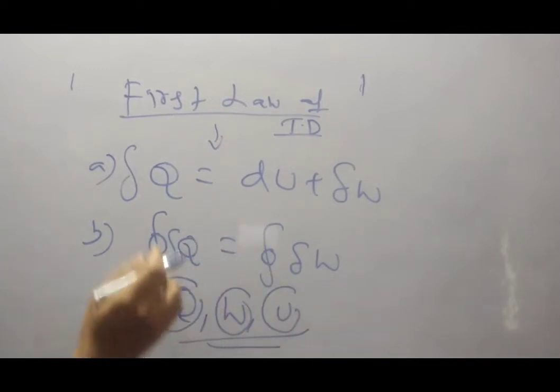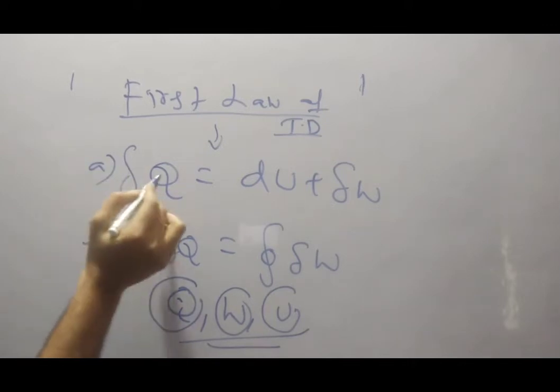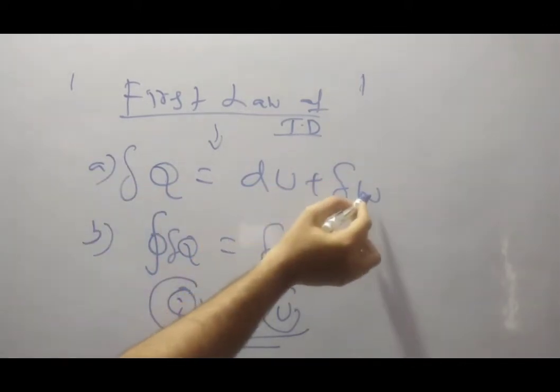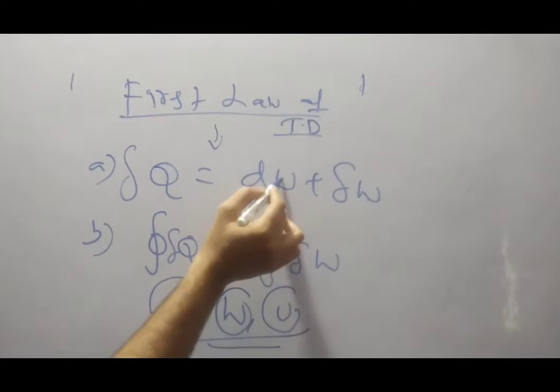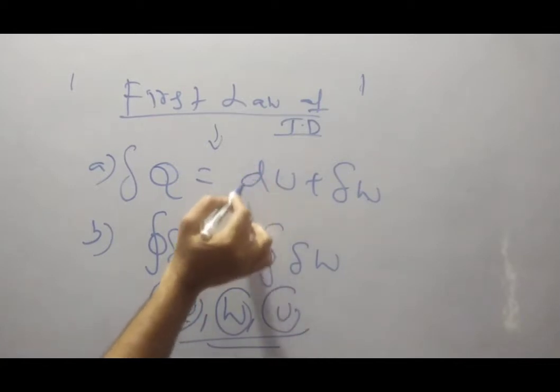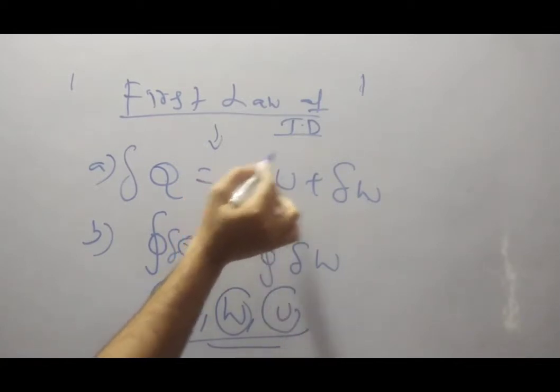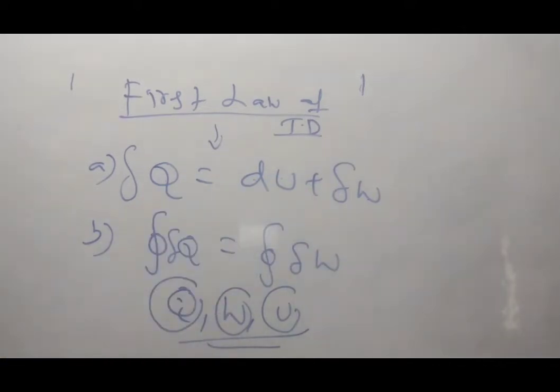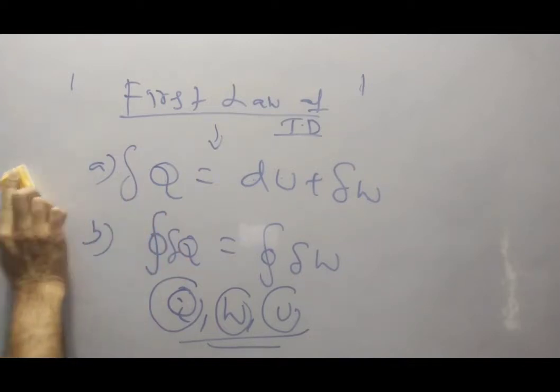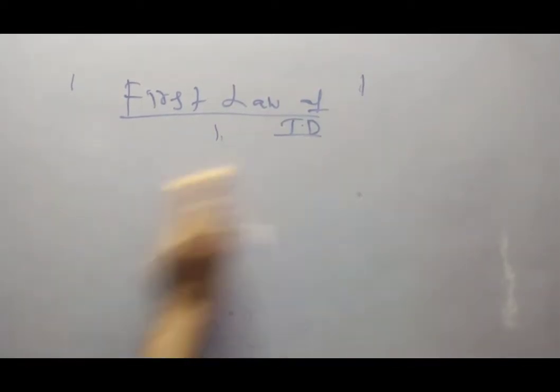Now why am I writing delta for Q and delta for W, and for U I am not writing delta, here I am writing d? Why the different notations are there means it depends on point and path functions, right? So what are point and path functions? Already I told we have to know the basics regarding those. First I will explain what are point and path functions here.